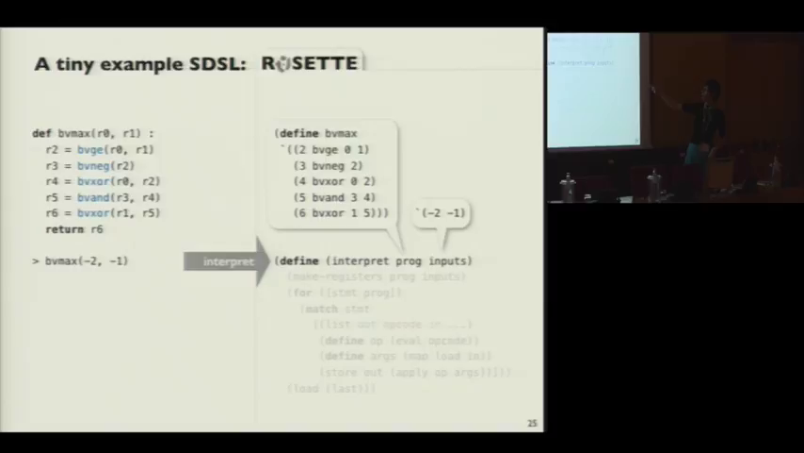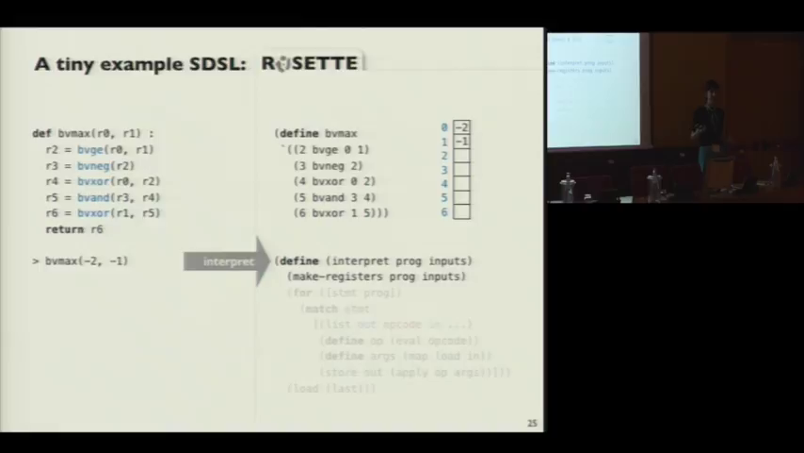So I will walk you very quickly through what the interpreter does, how it works. The first thing that it does is create enough registers to execute the program. It's just a vector, an array. Our programs are very simple. They're in static single assignment form. So we know that we only need 6 registers in this case, the length of the program. We're going to populate the first n registers with program inputs, and then we're going to use Racket's pattern matching to bind the local variables out, opcode, and in to the output register, the opcode, and the input registers.